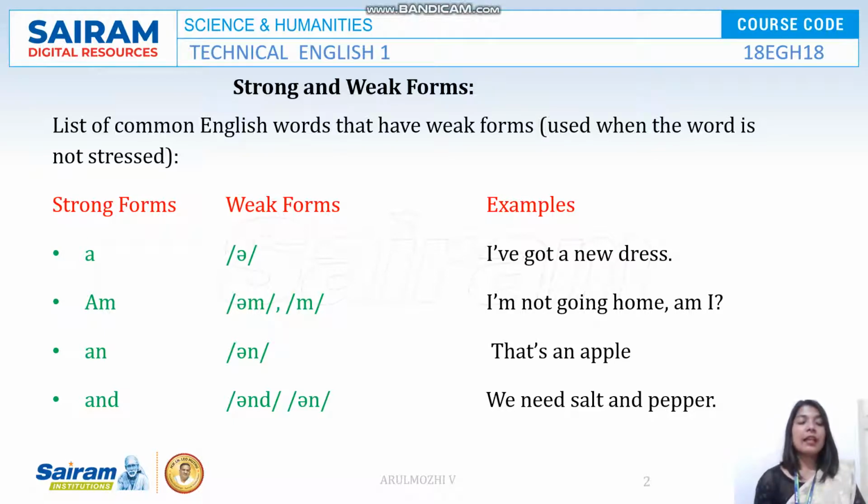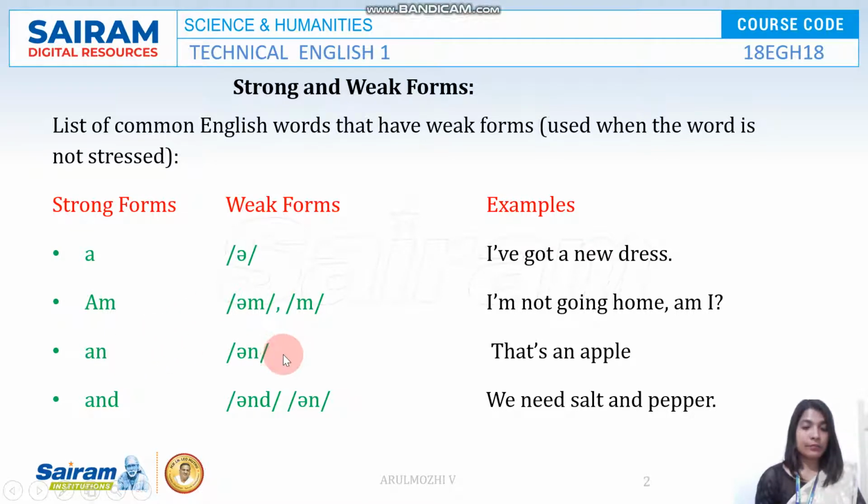A becomes a weak a. I've got a new dress. It is not 'a' new dress, it's a new dress. I have got a new dress. Got a. So it is the smallest a. Am becomes 'm, or I'm coming. You don't say I am coming. You say I'm coming. Okay, next one.